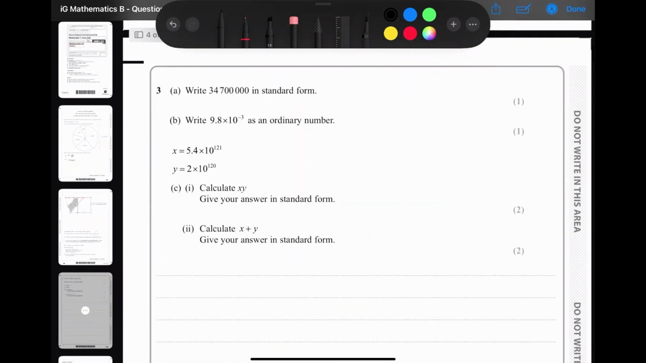For the second last one, we arrive at question 3. This is a very easy question. For standard form, we can count the number of places behind the first digit. And voila!